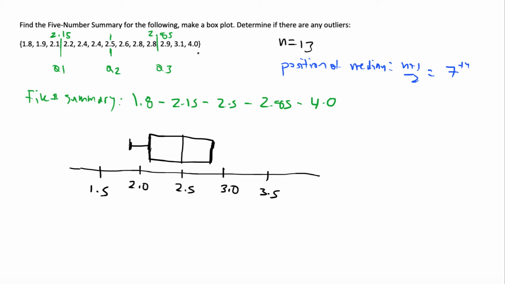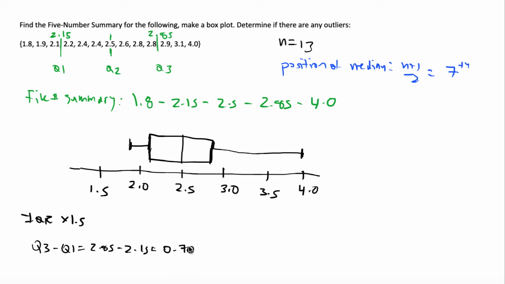And where's the high value? It's at 4.0, so we're going to draw this whisker all the way up to the high value over there. Now to find any outliers, we need to find the interquartile range, multiply that by 1.5. In this case, the interquartile range will be Q3 minus Q1, which is 2.85 minus 2.15, which is 0.7. But we have to multiply that by 1.5, and we get 1.05.